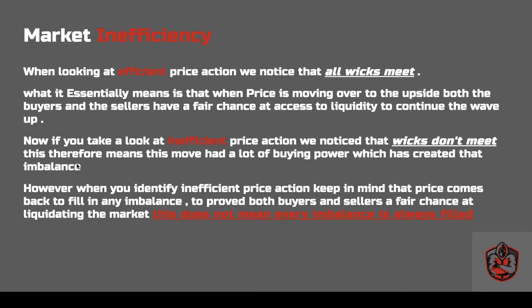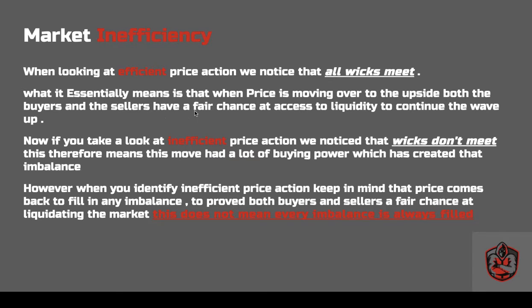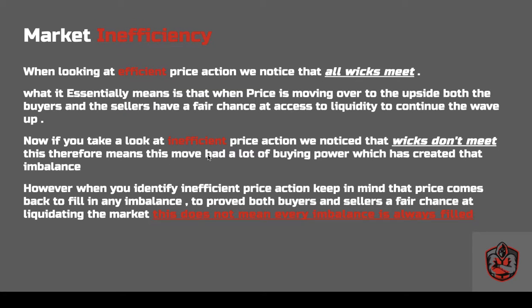So now if I go back and read over it again, I hope it makes sense. When looking at efficient price action, we notice that all wicks meet. Just like the example here, efficient price action, the wicks meet, right? What that essentially means is that when price is moving over to the upside, both buyers and sellers have a fair chance at access to liquidity to continue the wave up. Now, if you take a look at inefficient price action, we notice that the wicks don't meet, just like the example. This therefore means that this move had a lot of buying or selling power, which has created that imbalance.